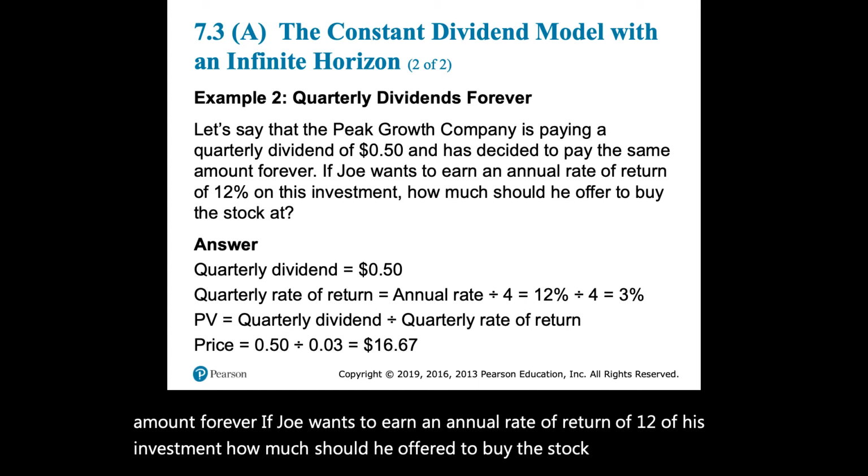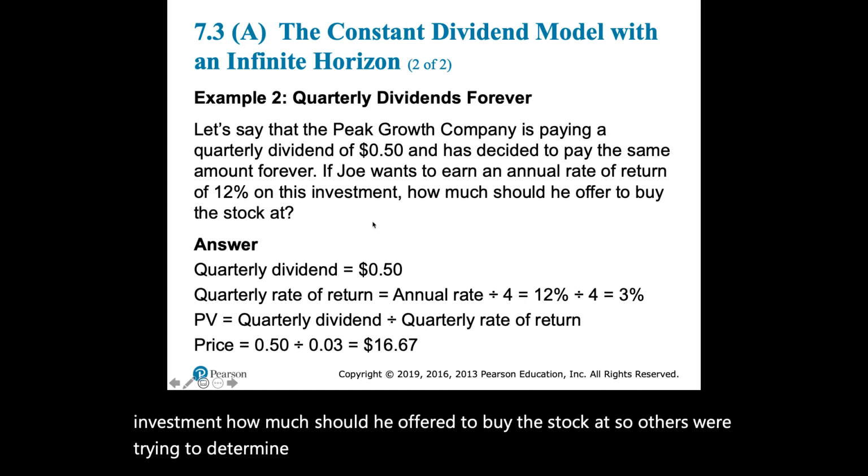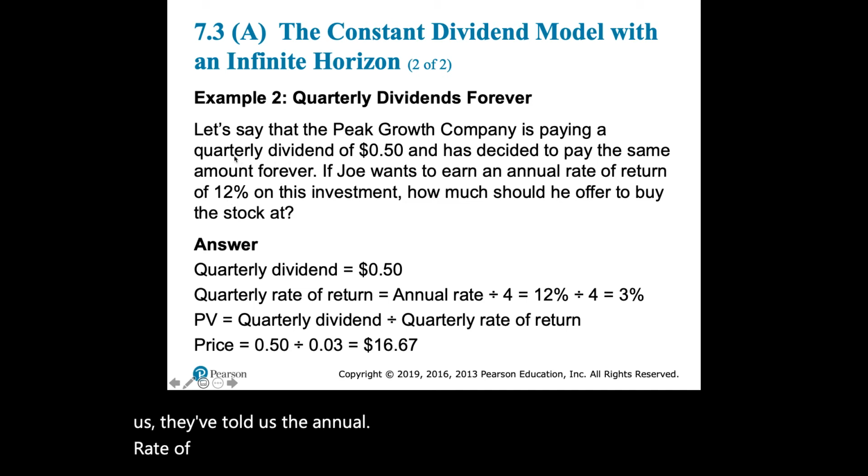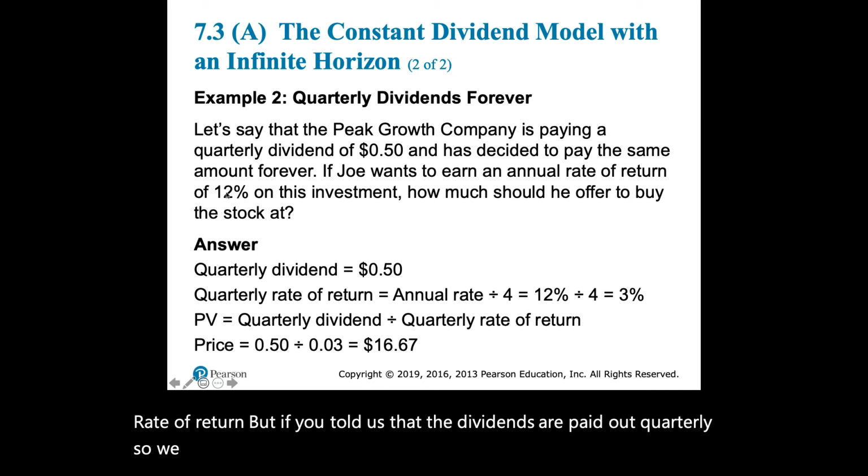They've told us the annual rate of return, but they've told us that the dividends are paid out quarterly. So we do have to get this annual rate of return to a quarterly rate of return so that it's compatible with our quarterly dividend. So again, we have our quarterly dividend. Now we need to figure out our quarterly rate of return.